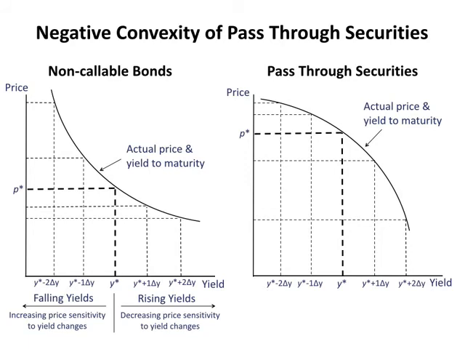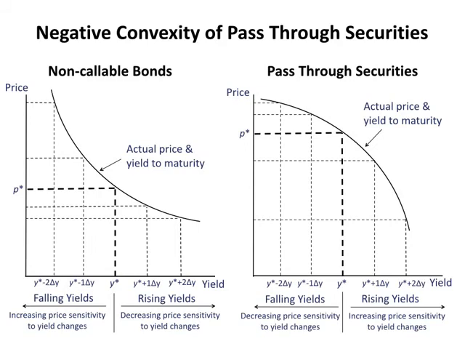If a security is callable, or as in the case of mortgage pass-through securities, where each of the individual mortgages is prepayable at the mortgagor's option, that option for early retirement places an effective ceiling on potential appreciation. That cap on how much securities are likely to appreciate is the cause of negative convexity. Implications? As yields rise, pass-through prices become increasingly sensitive to yield changes. As yields fall, prices become less and less sensitive to yield changes.